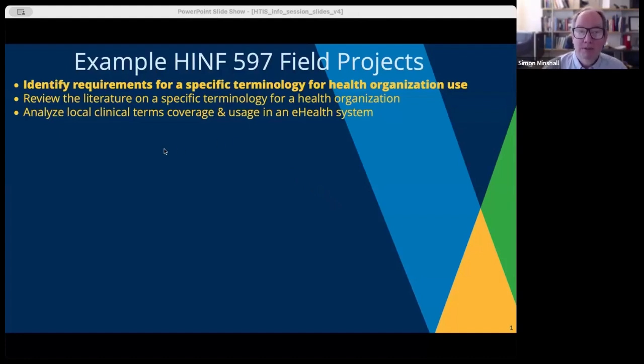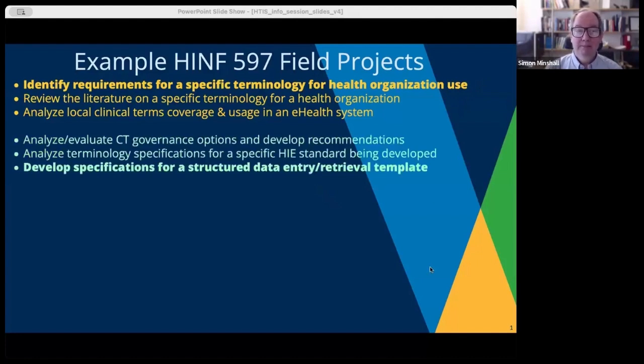So what are the requirements then if you were going to implement a specific terminology? And you might do an entire project on that and come up with a series of requirements and recommendations, therefore, for doing that. You might instead start at the bottom, okay, and identify specifications for a particular new kind of structured data, whether it's a template or things like that. So that would be one of them.